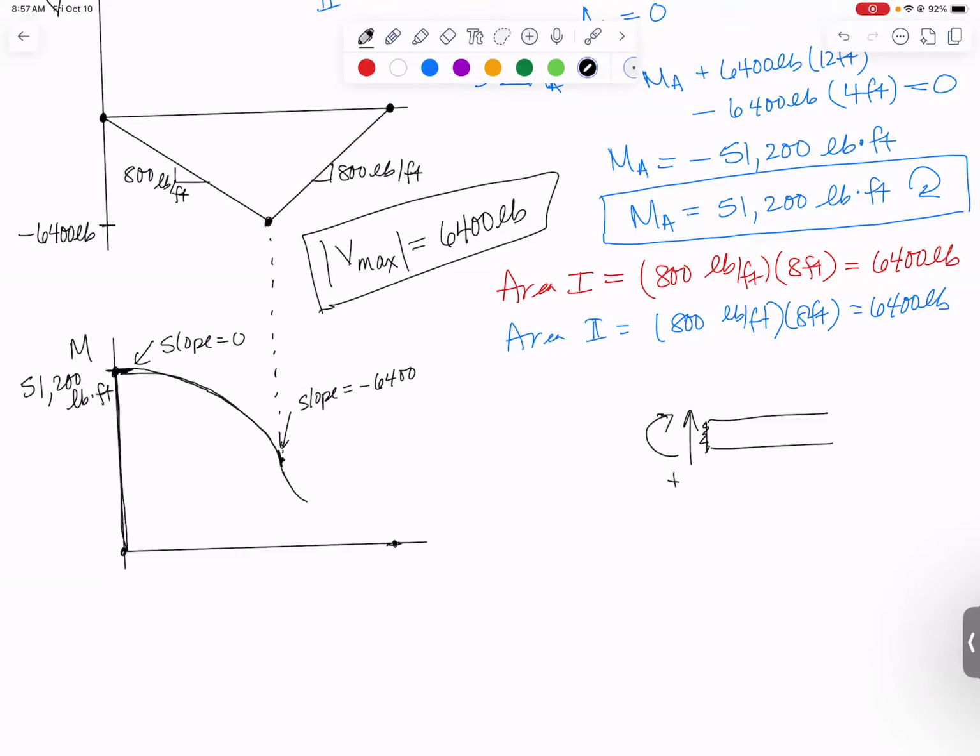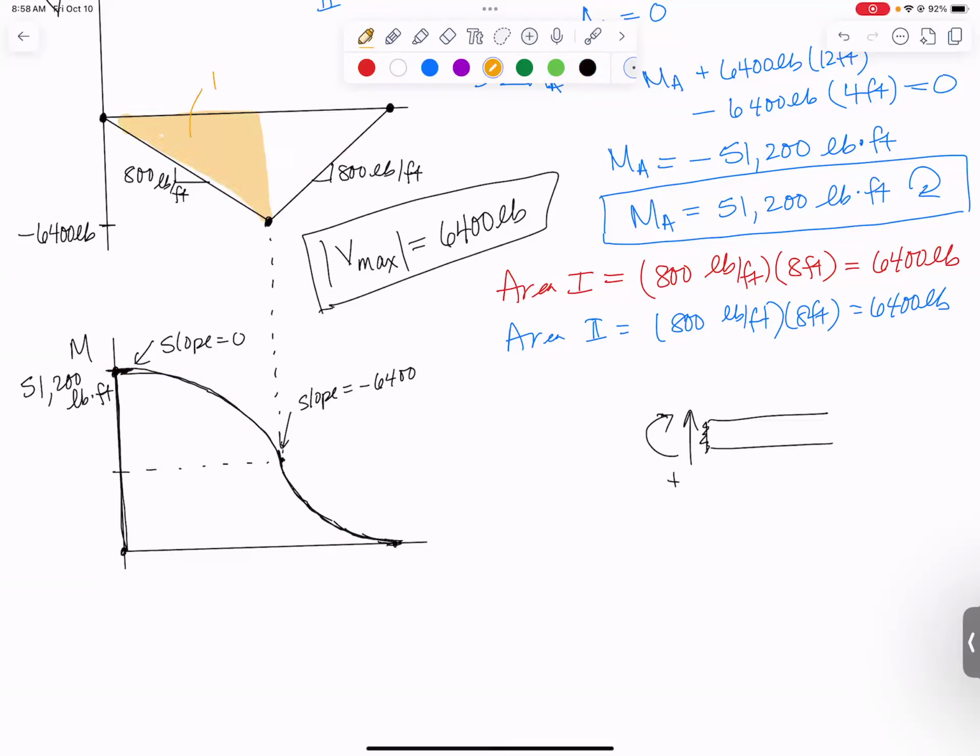So now we're going to need another parabola that is concave up. Remember, if this is decreasing, we should have concave down. If this is increasing, we should have concave up. So it should look something like that. Now what we need to figure out is, where is this point? And we can do it by using the area under the shear curve.